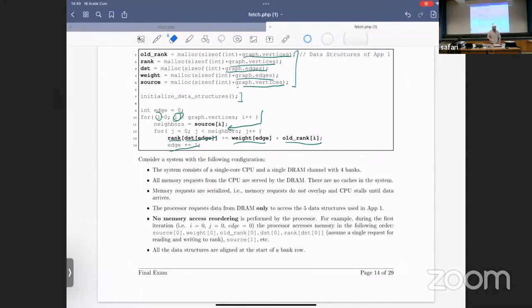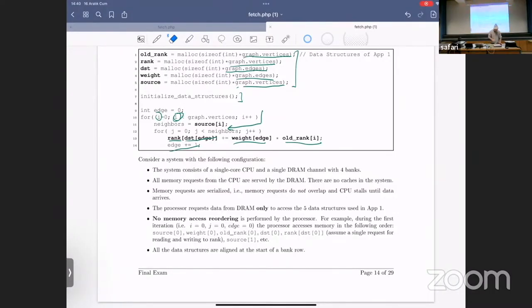And what does that mean? The way I described how the accesses are happening, this is going to happen in DRAM. This is how the requests are going to be sent to DRAM. For example, here we access first source 0, weight 0, old rank 0, destination 0, and then the rank with the result of destination 0. And we assume here that we have a single request for reading and writing to the rank.